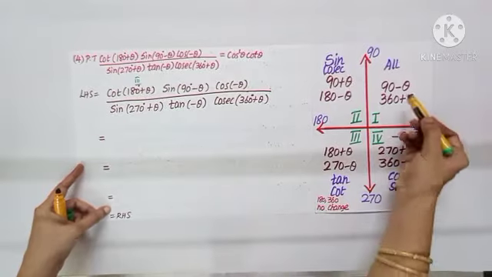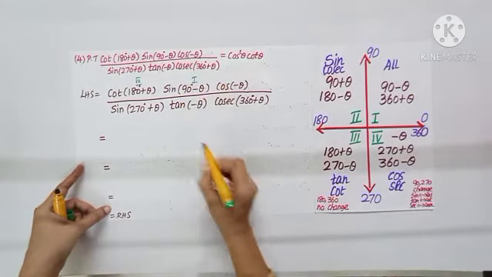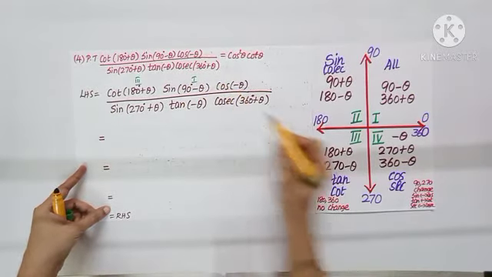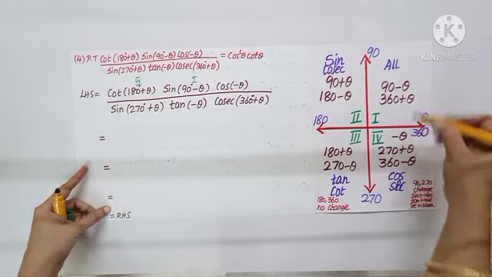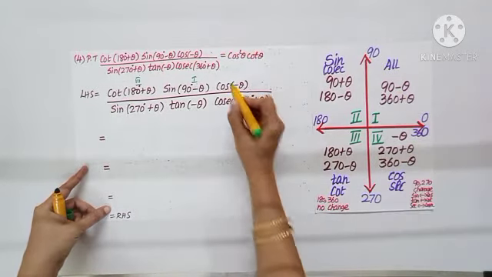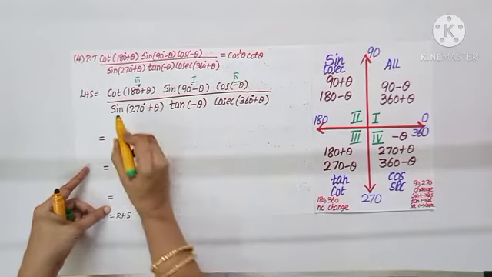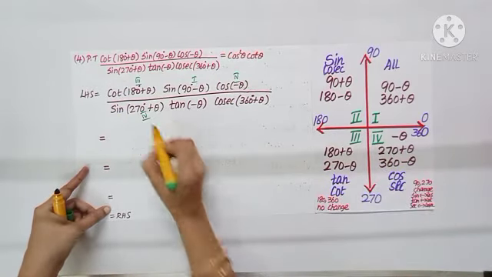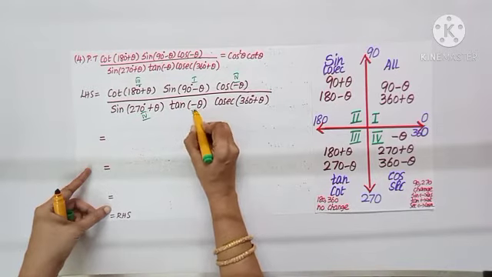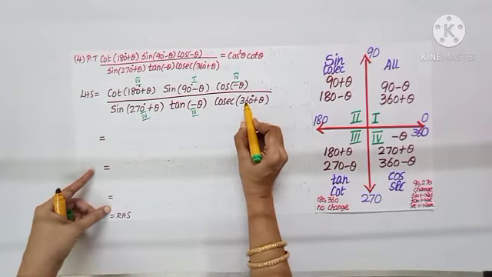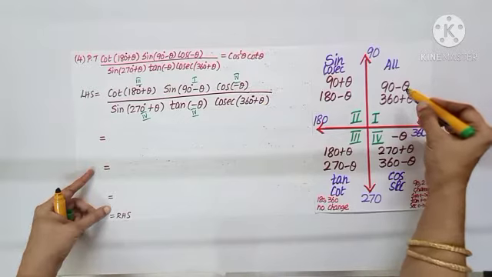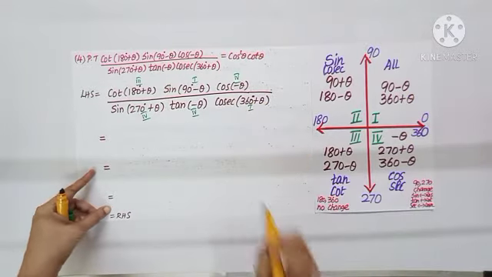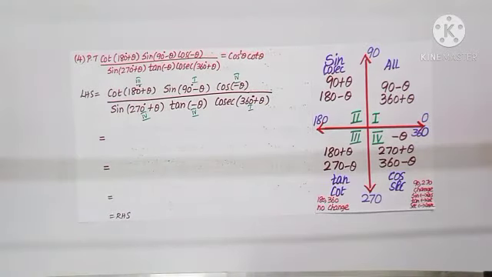90 minus theta, first quadrant. Cos of minus theta: plus theta in first quadrant, minus theta in fourth quadrant. 270 plus theta, fourth quadrant. Minus theta in fourth quadrant. 360 plus theta, in which quadrant? First quadrant. Now, remember the technique of writing the answer.